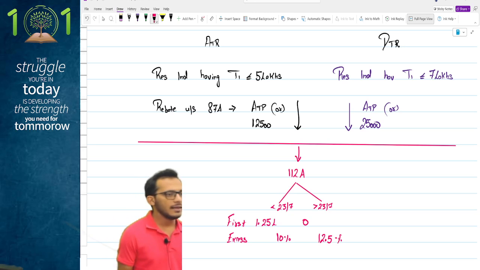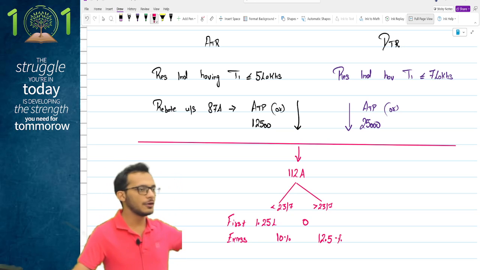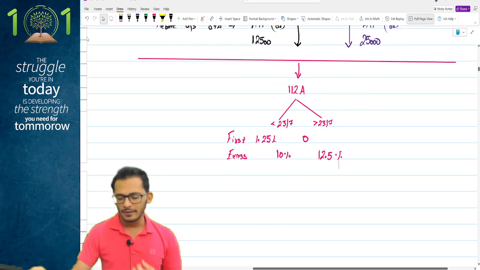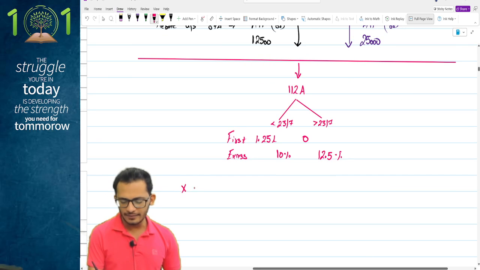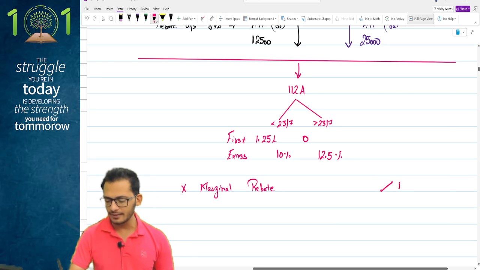At the same time, income tax also clarified that, Rahul, if you're going for rebate under the alternate tax regime, there is nothing called marginal rebate, whereas under the default tax regime, there is something called marginal rebate. Any idea, people, what is marginal rebate?